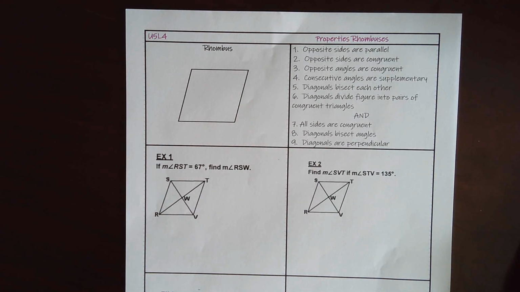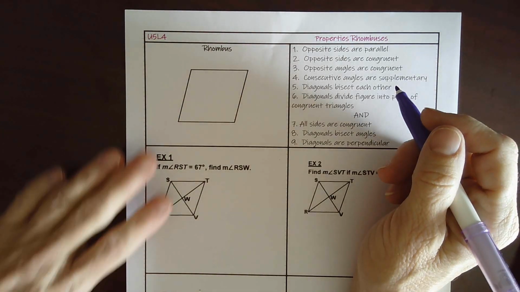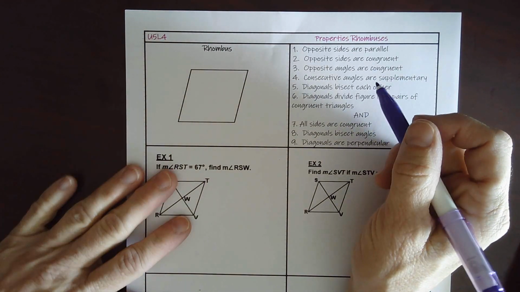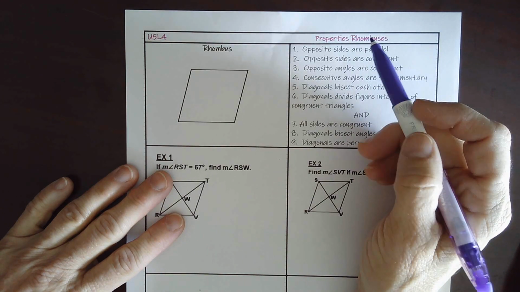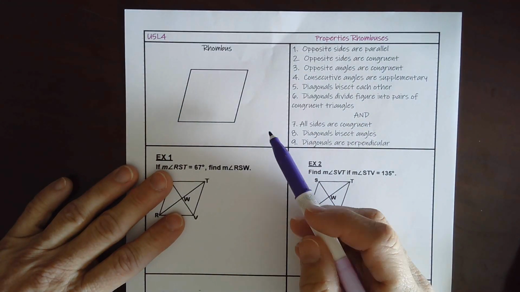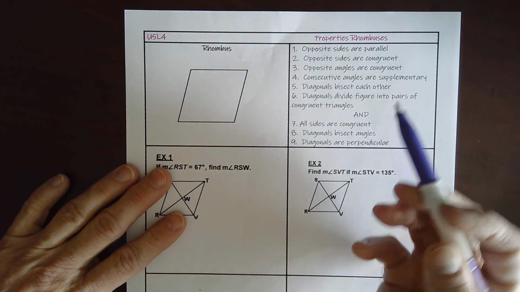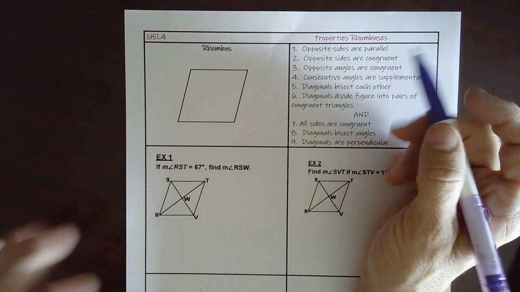All right, so we're going to continue looking at special quadrilaterals in today's lesson. Lesson 4 is about rhombuses. So let's talk about the properties of rhombuses.